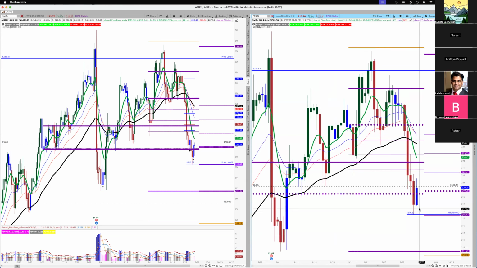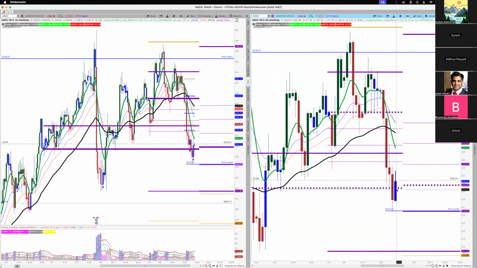Here, see rejections, right? If price starts moving above this 221.56, you can take an entry here and ride the momentum.